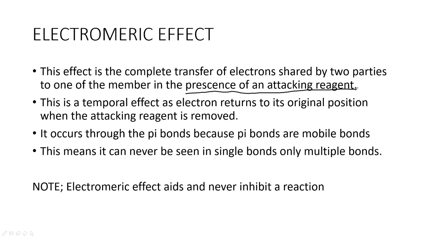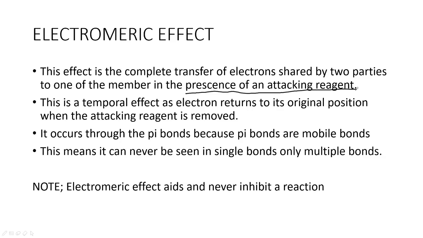It occurs through the pi bond because pi bonds are mobile bonds. Now, if we notice, induction effect occurs in the sigma bond, while electromeric effect occurs in the pi bond. Why? Because we all know pi bonds are mobile bonds. They are free to move about, like in all this conduction and whatever, it's mostly the pi bonds. The sigma bonds can't move about. It's the pi bonds that are mostly like the free electrons, the mobile bonds.